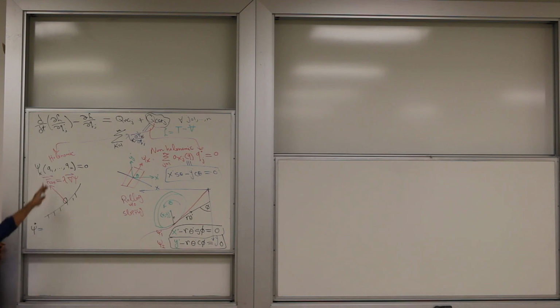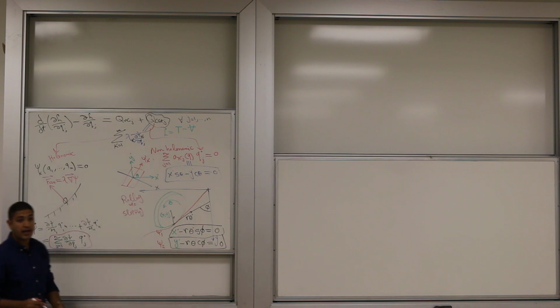You have a function of q's. Partial psi, partial q1 times q1 dot, and I add up to partial psi, partial qn times qn dot. In general, it is a summation over all the q's of partial psi, partial qj times qj dot. So what do you think about this? This actually has the exact same form as a non-holonomic constraint, right?